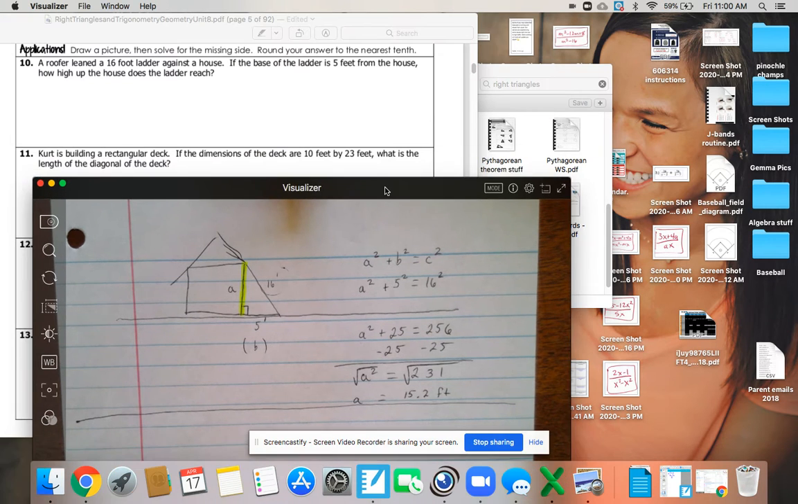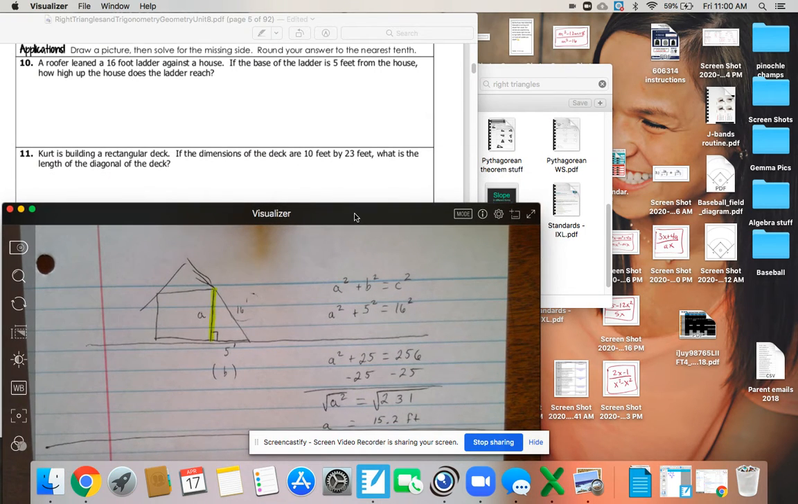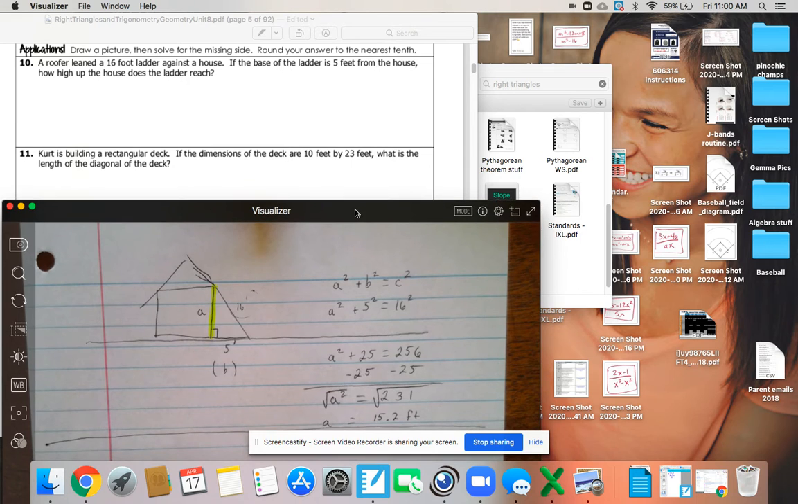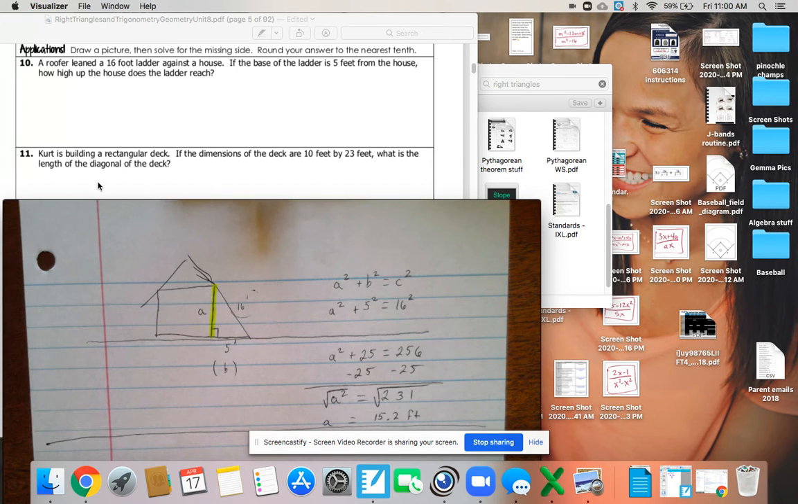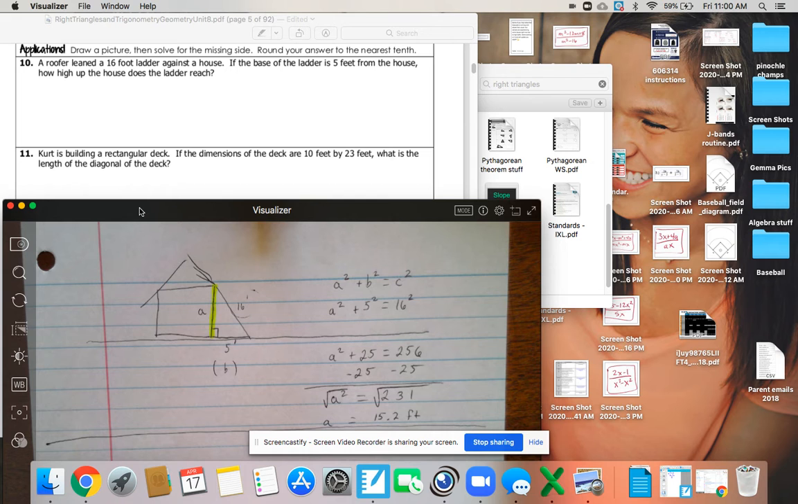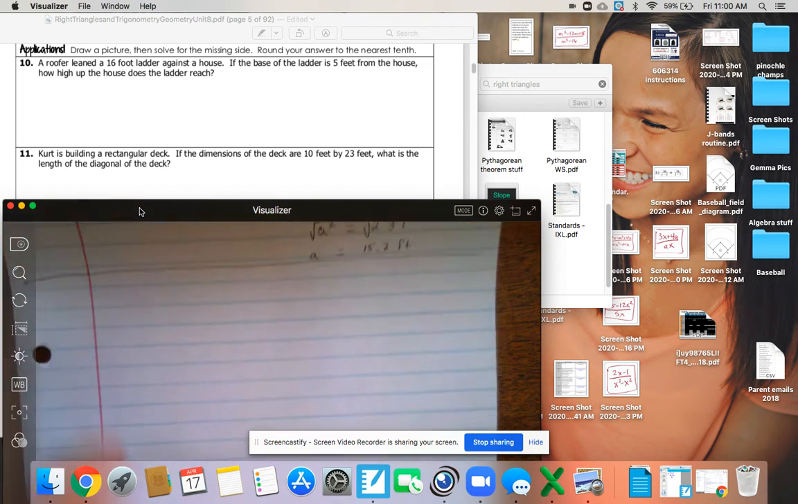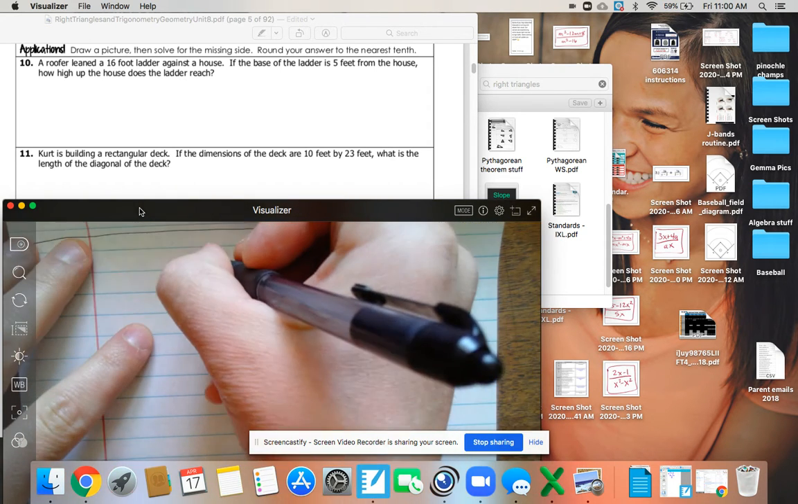Let's try another example. So let's try this question 11. Kurt's building a rectangular deck. So the first thing I would want to do when I'm diagramming this is to actually draw a rectangle. The dimensions are 10 feet by 23. What's the length of the diagonal of the deck? So again, I'm going to draw a picture of my rectangular deck.